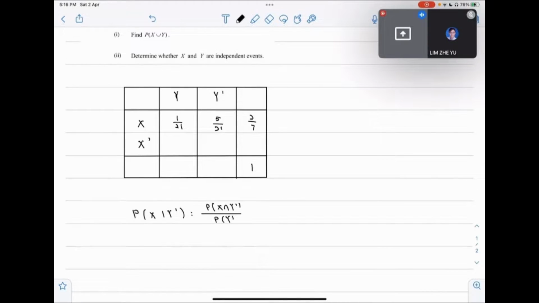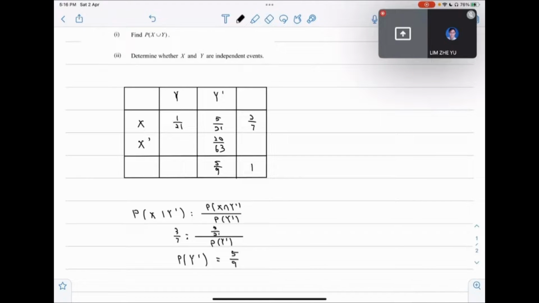And probability of X given Y prime is 3 over 7, and probability of X intersect Y prime is 5 over 21. And probability of Y prime we didn't find it, and now we can find it. After substituting the value, we find the probability of Y prime is equal to 5 over 9. And we can find the probability of X prime intersect Y prime. We take 5 over 9 minus 5 over 21, and we will get the answer 20 over 63.